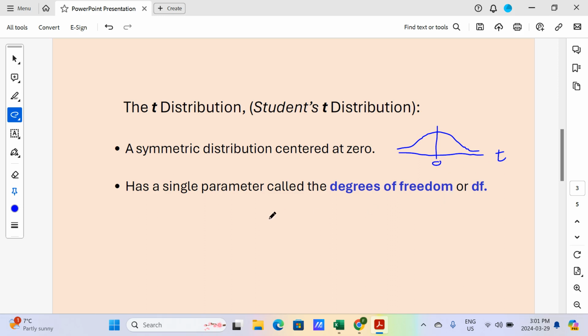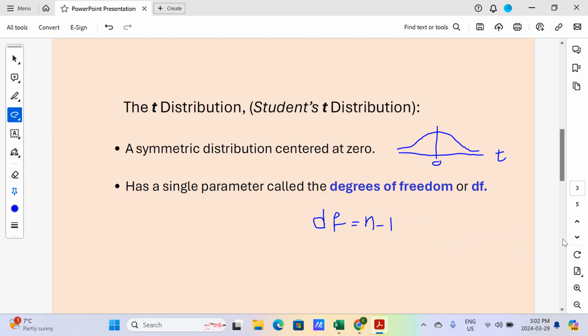Okay, this distribution has a single parameter called degree of freedom, df. Degree of freedom is linked to the sample size. df is linked to the sample size. df always is sample size minus 1.